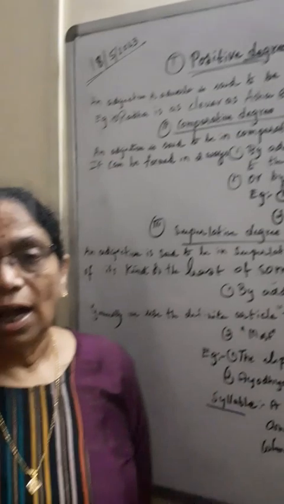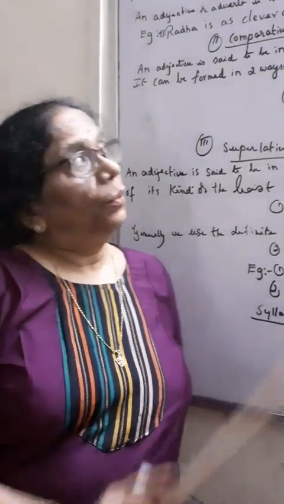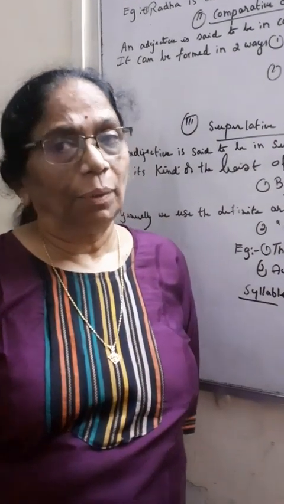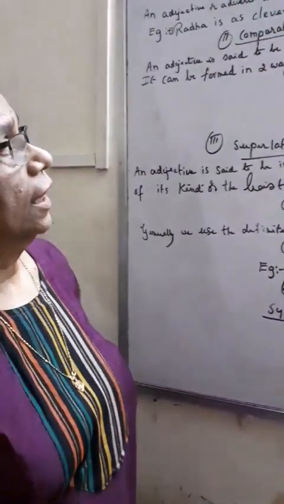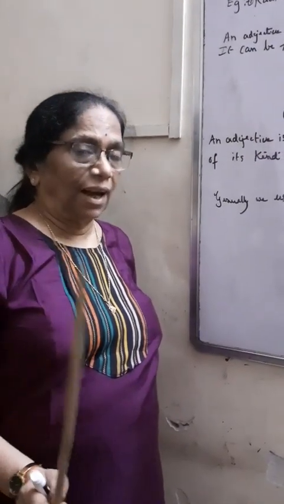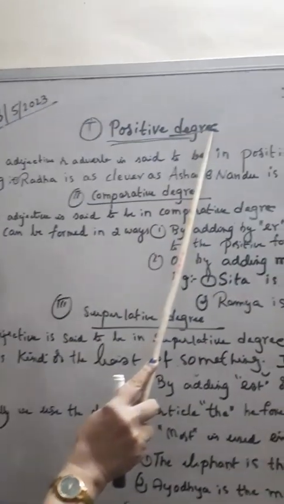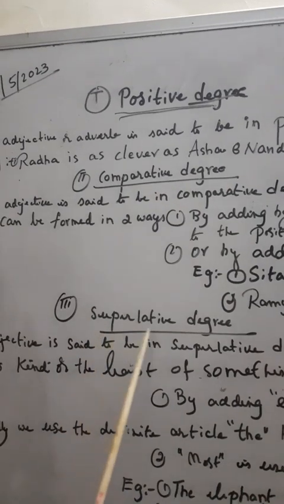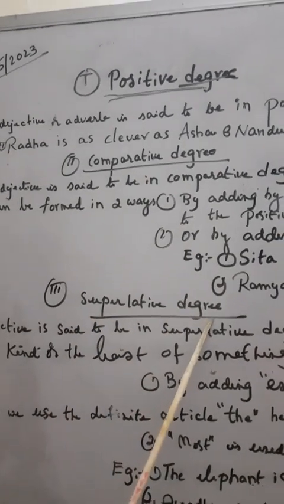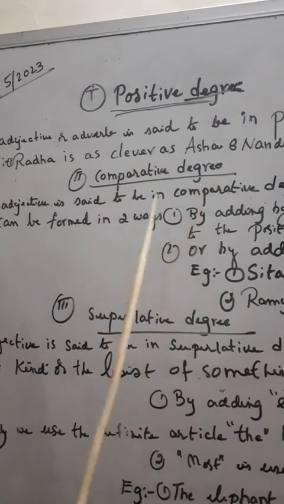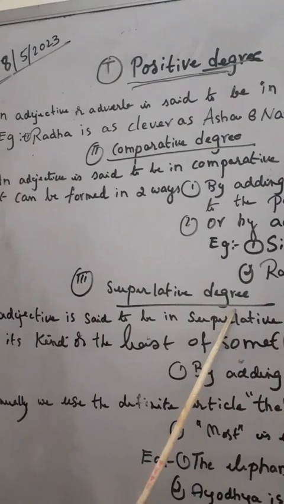Today I am going to explain degree of comparison in a very simple way. Now see, there are three kinds of degree of comparison. They are positive degree, comparative degree and superlative degree. I repeat, positive degree, comparative degree and superlative degree.